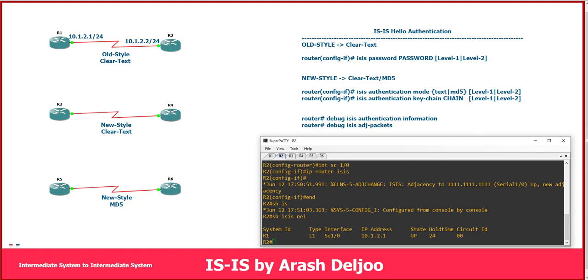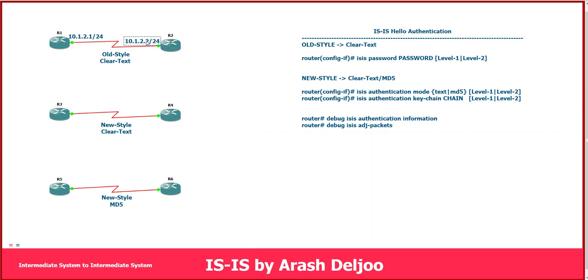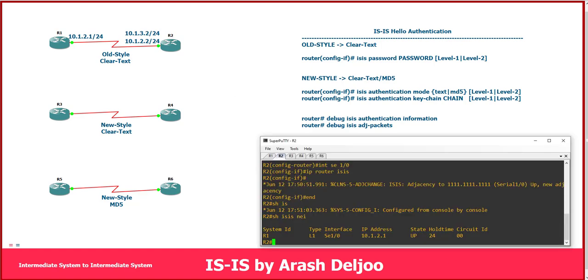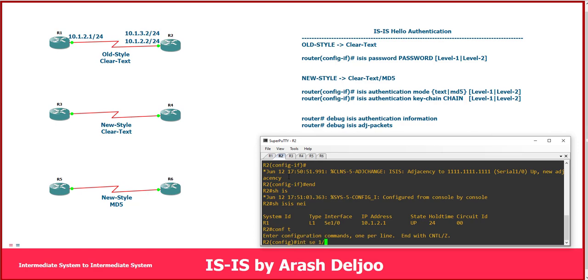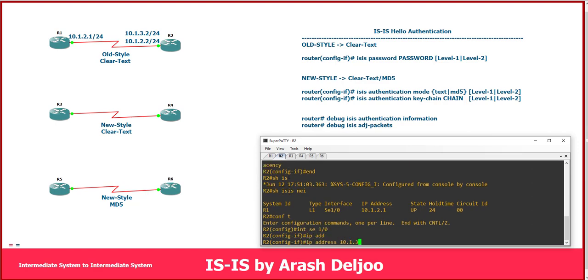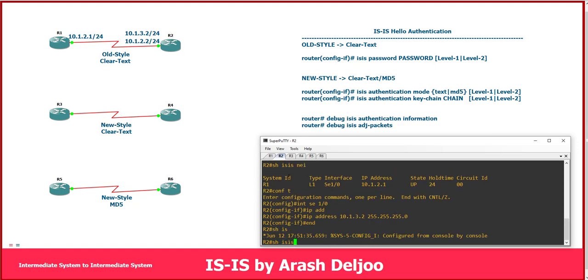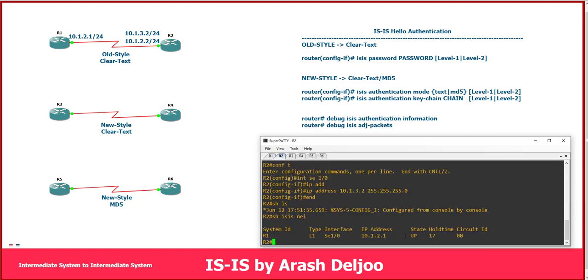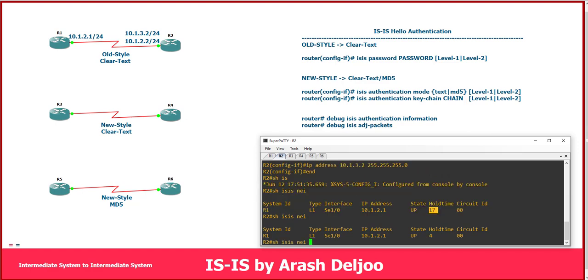Let me change the IP address of router 2 to another IP address. For example, let me use 10.1.3.2. As you can see, these two IP addresses are not in the same range. Here in router 2, I'm using conf t, interface serial 1/0, then IP address 10.1.3.2 255.255.255.0. Show isis neighbors. Look at here. Now we have neighborship, but as you can see, the hold time is under 20. This means that the hold time is going to 0. This means that after some seconds we will lose the neighborship.